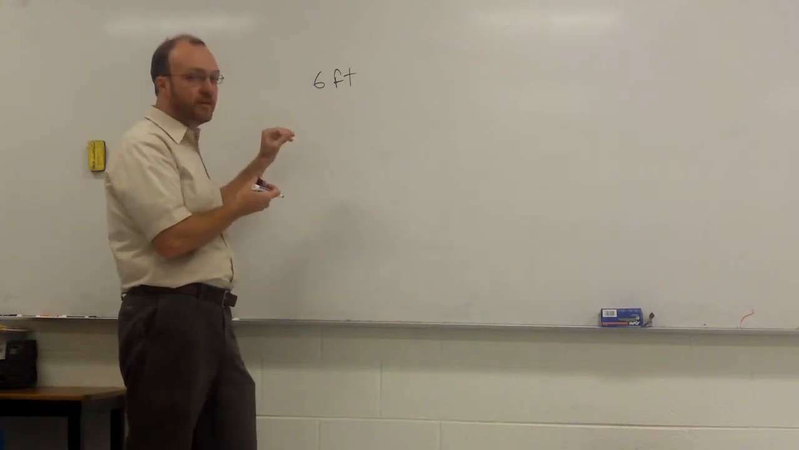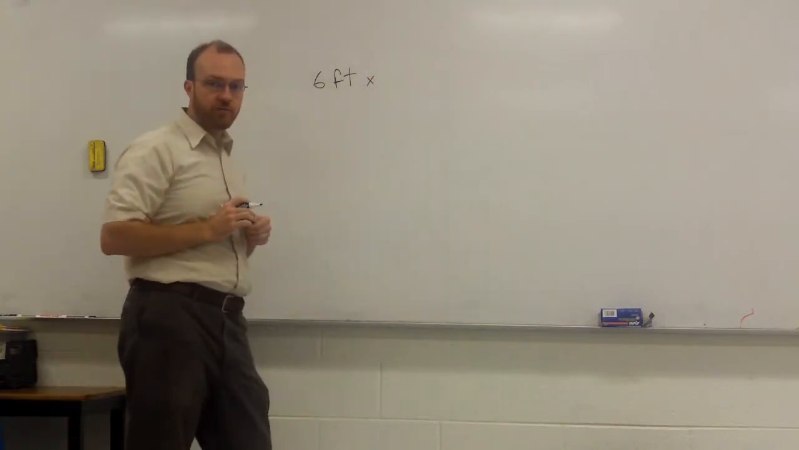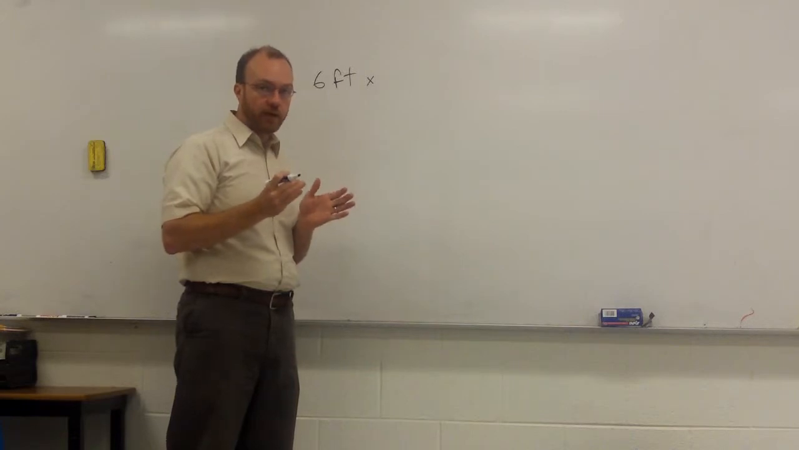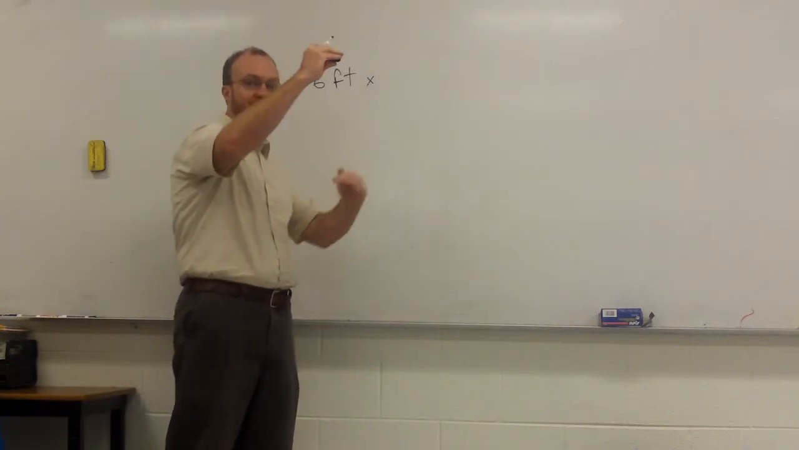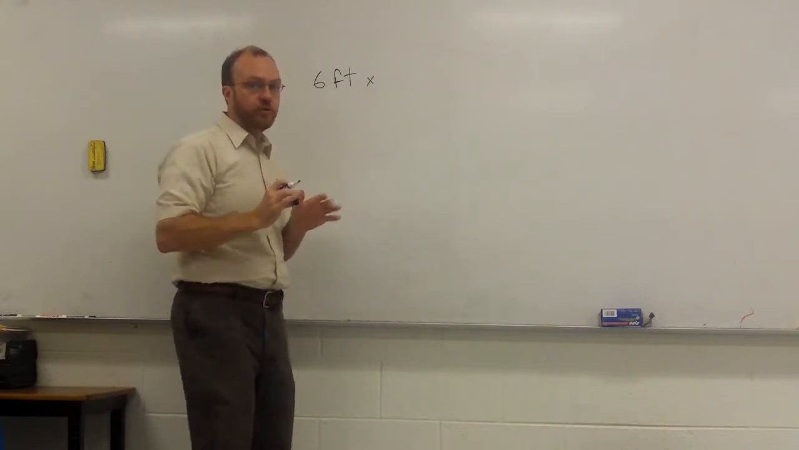Okay? And the method that we're going to use is we multiply by what we call a conversion factor. Now, a conversion factor is something that's really always equal to 1. It's really equal to 1 because it's one thing divided by itself. But it won't look like 1 because the units are different.